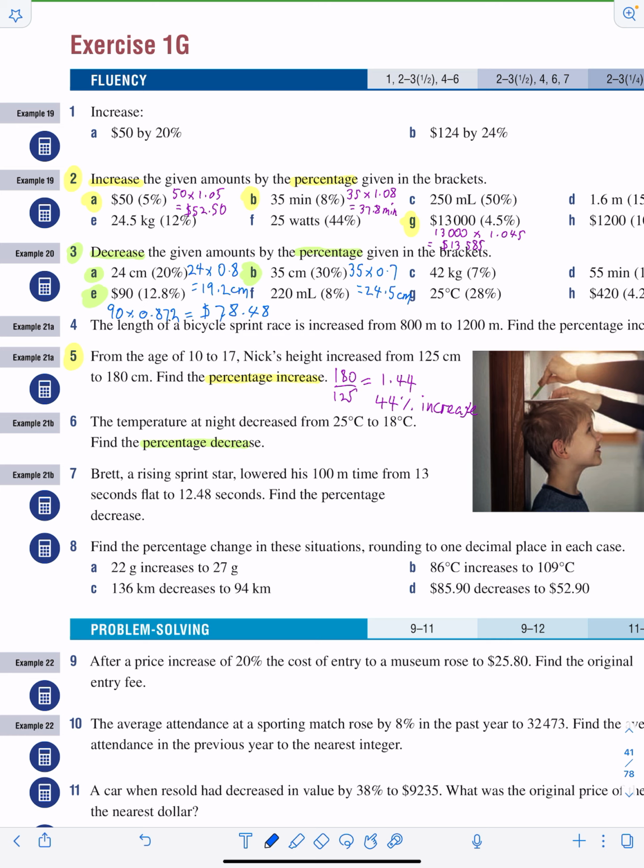Finally, we're going to look at question 6. Question 6 has the temperature at night has decreased from 25 degrees Celsius to 18 degrees Celsius. So it's actually decreased. So we want to find 18 divided by 25, which equals 0.72. And so the new temperature, 18 degrees, is only 72% of its original amount. So it's decreased by 28%. So it's a 28% decrease.